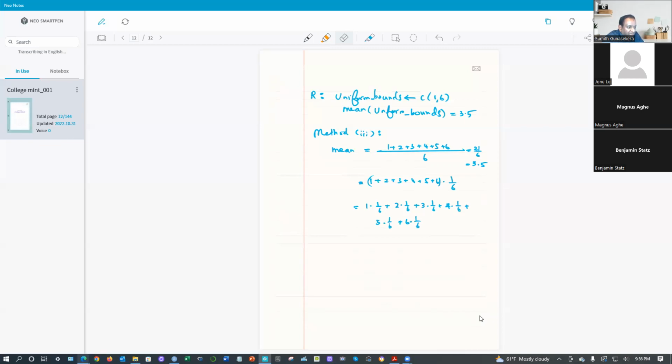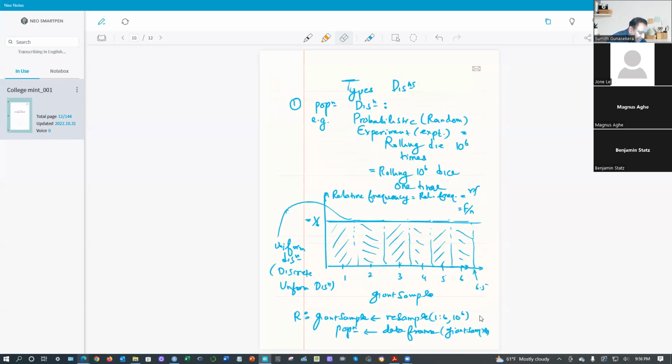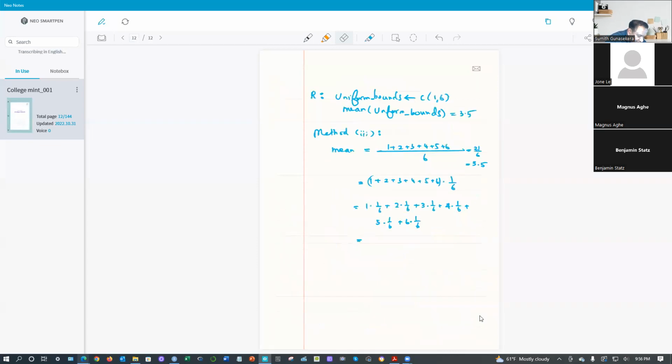1/6 is nothing but the probability. See, probability of getting y. This is 1/6. It's nothing but relative frequency, which is nothing but the probability of y, the probability of getting any number. So this is nothing but a y times the probability of y, and sum them up. That's another way to find the mean.